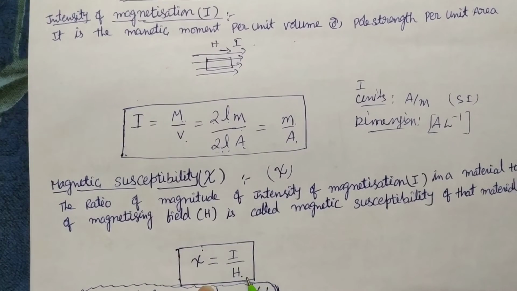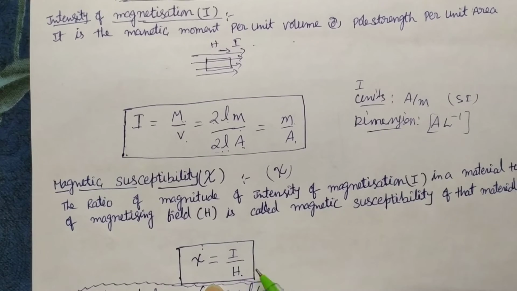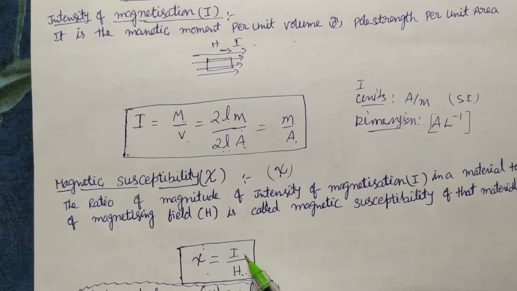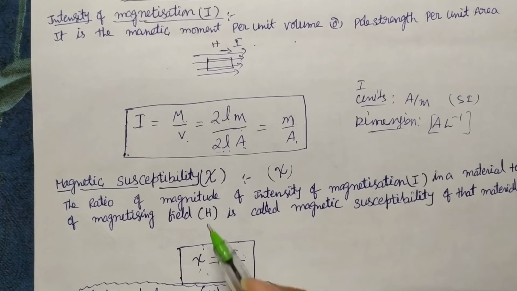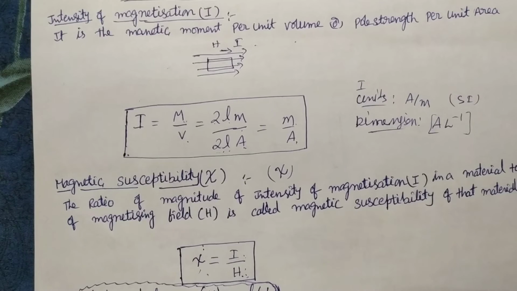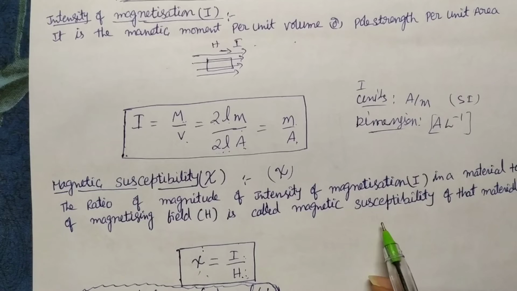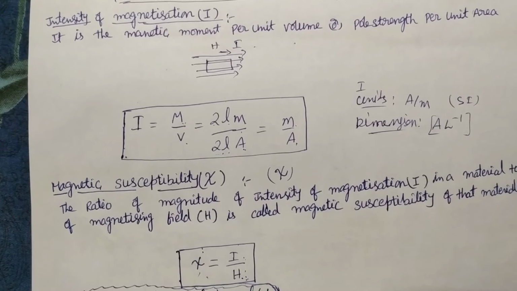So we can say simply how many times the induced field is compared to the applied field. What is I? Induced field. H is the applied field. What is susceptibility? It is the ratio of induced field to applied field. Both have the same units, that's why there are no units for susceptibility or psi. No units and no dimensions. It is the ratio of intensity of magnetization to magnetizing field. That is psi is equal to I by H.